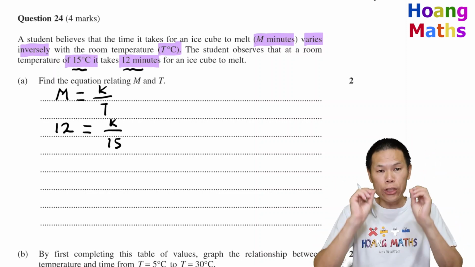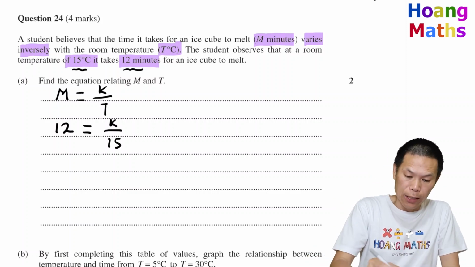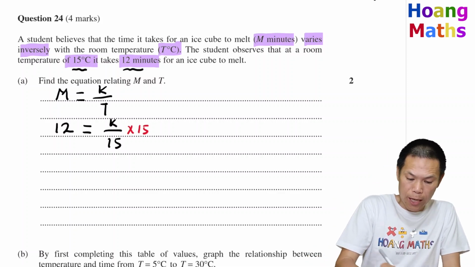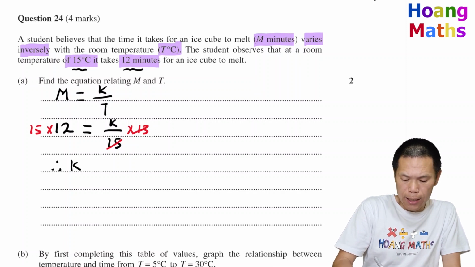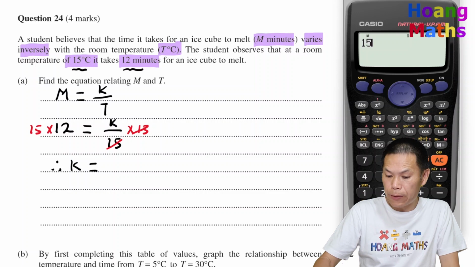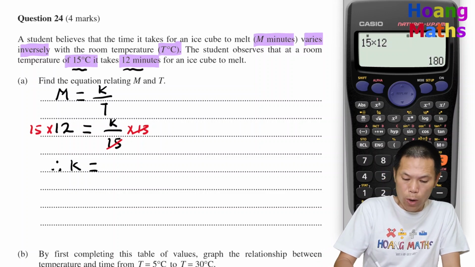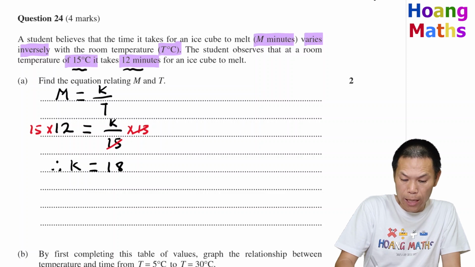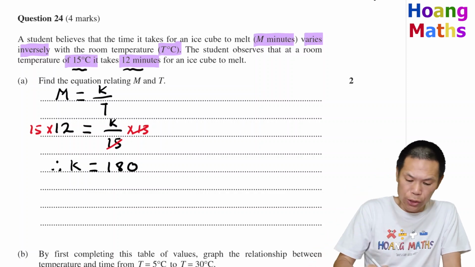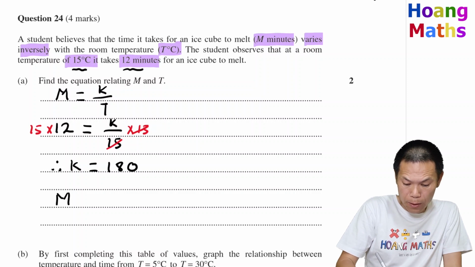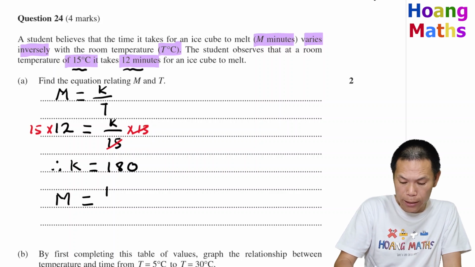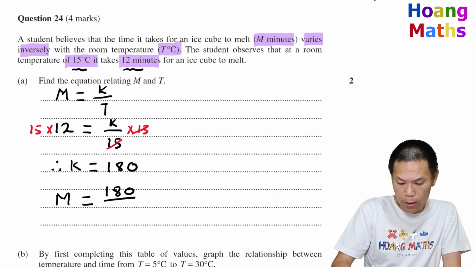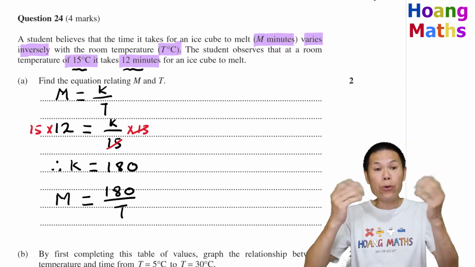So to solve this, I just times 15 on both sides. So I times 15 and I times this by 15. So this cancels out. So therefore, k is 15 times 12, so 180. So therefore, the equation is m equals k over T. But k is 180. So that is m equals 180 over T. So there you go.